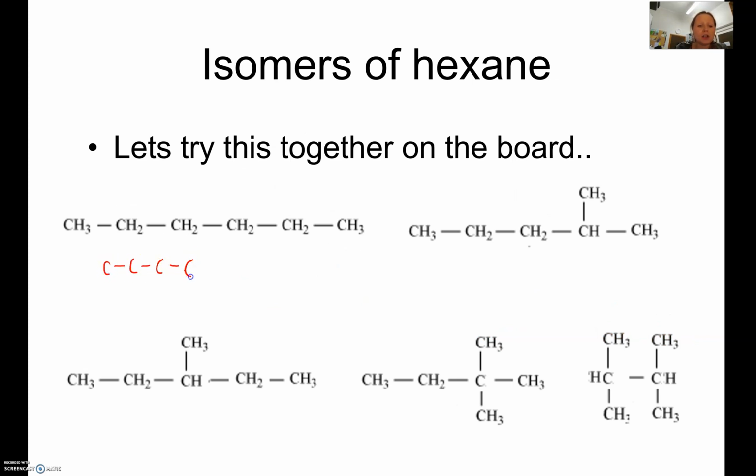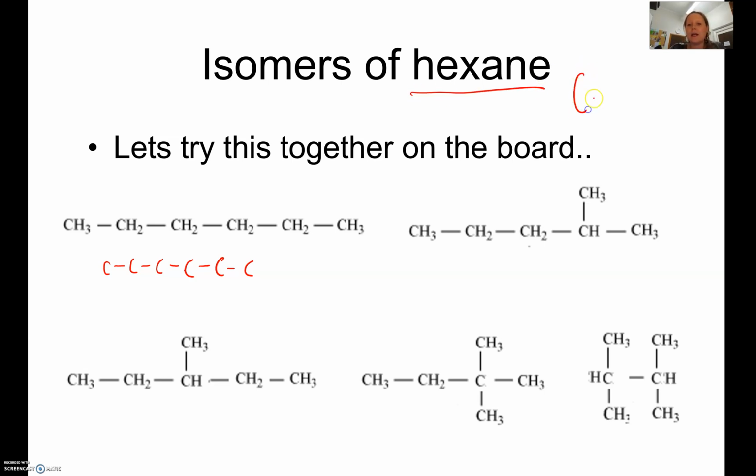We always start with the longest chain. So 1, 2, 3, 4, 5, 6. So here's 6. I'm going to leave the hydrogens just to show you how you can do the skeletal method, and then you can plug the hydrogens back in again. Okay, so hexane, the isomers of hexane.